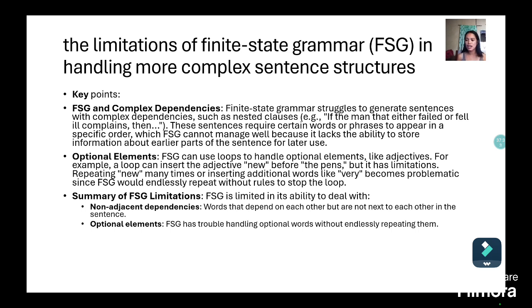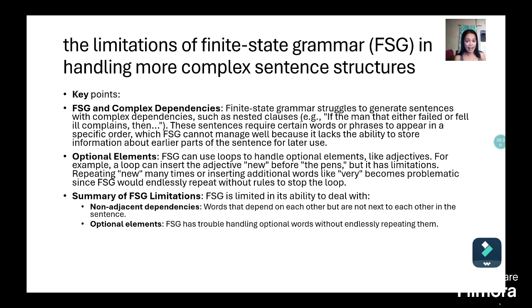Another one is the optional elements. Finite state grammar uses loops to handle optional elements like adjectives. For example, a loop can insert the adjective new before the pen, but it has limitations. Repeating new many times or inserting additional words like very becomes problematic, since finite state grammar would endlessly repeat without rules to stop the loop. So the summary of the finite state grammar limitation: finite state grammar is limited in its ability to deal with non-adjacent dependencies, words that depend on each other but are not next to each other in a sentence.